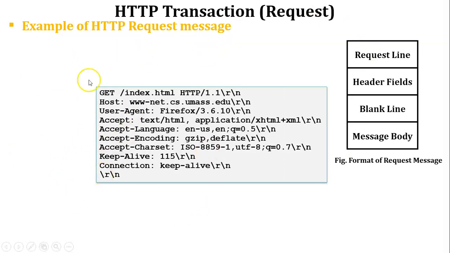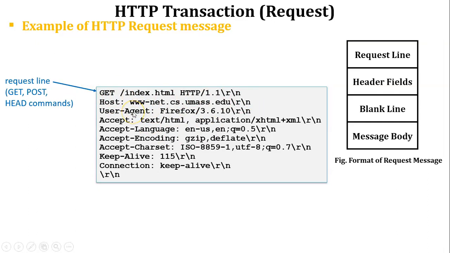So now compare this request message with the request message format. Here the first line is the request line, as per the request message format. Now see, in the request line, first the GET method is used, then index.html, which is the URL, and the HTTP 1.1 version is used. So this is the example of an HTTP request message. The first line is the request line.